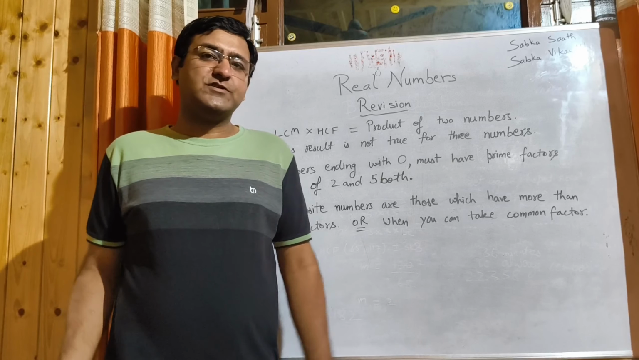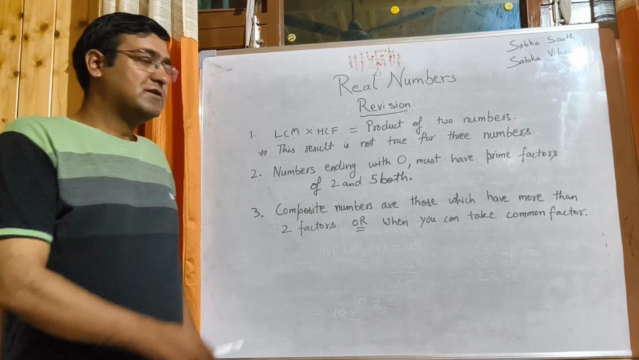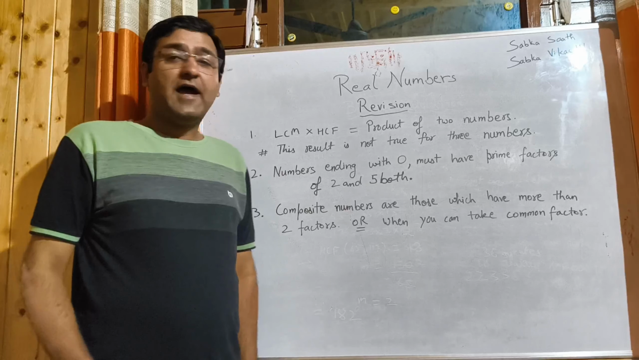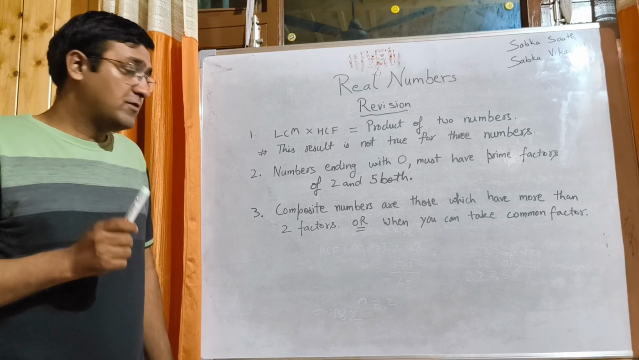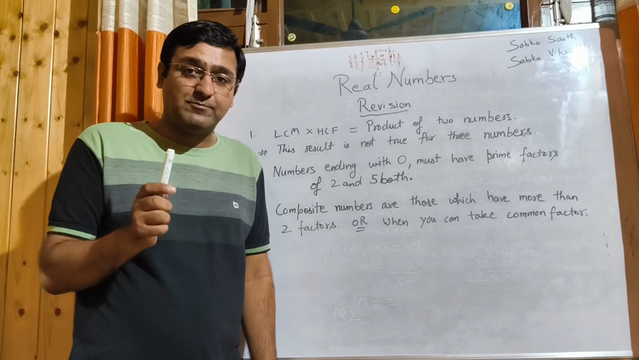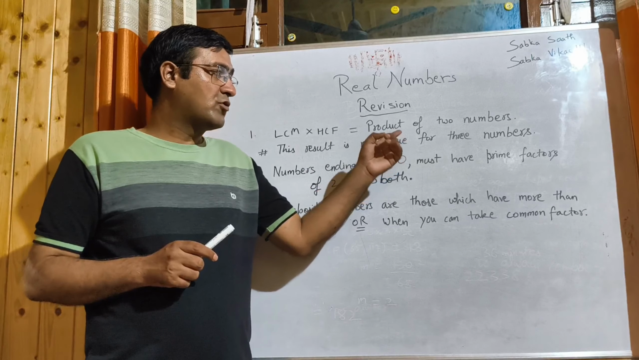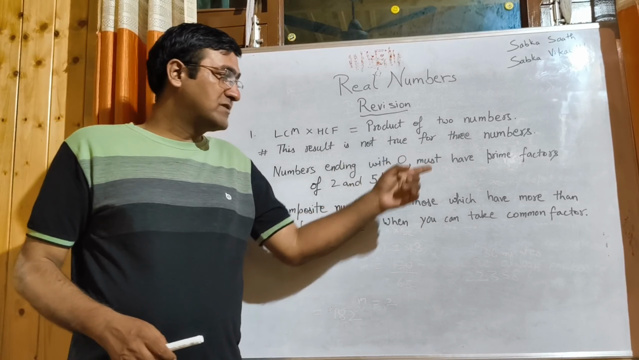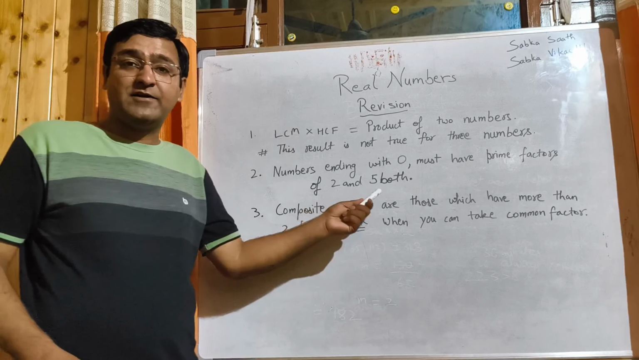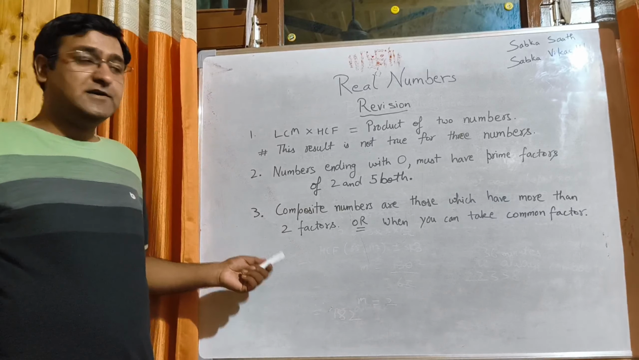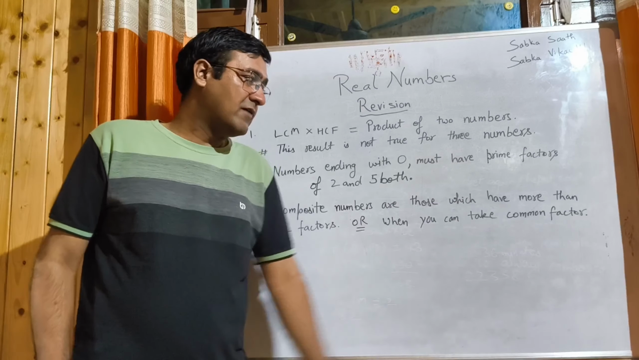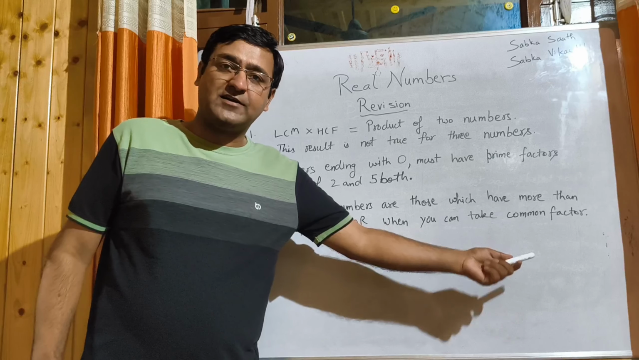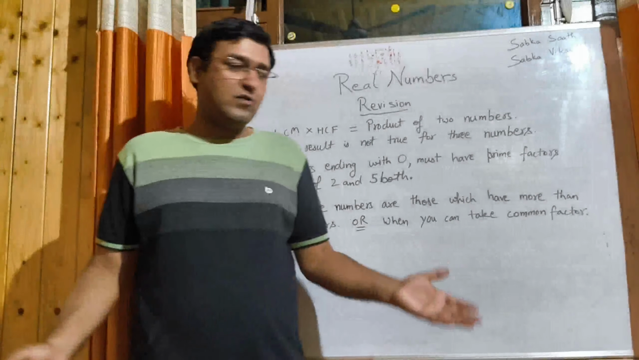So let's start with the quick revision now. What all we have studied today. First was LCM into HCF equals the product of two numbers. And please do remember this, which is very, very important: this result is not true for three numbers. It is only applicable for the product of two numbers. Secondly, numbers ending with 0 must have prime factors of 2 and 5 both. And thirdly, composite numbers are those which have more than 2 factors, or from which you can take a common factor out. That's all for today.